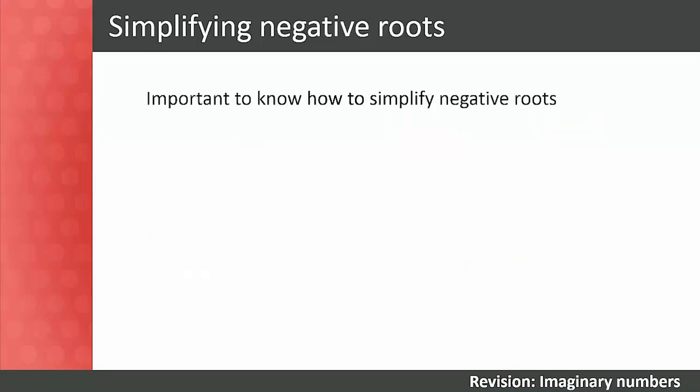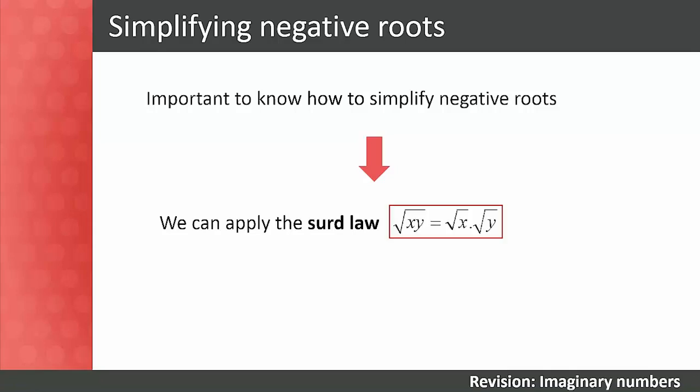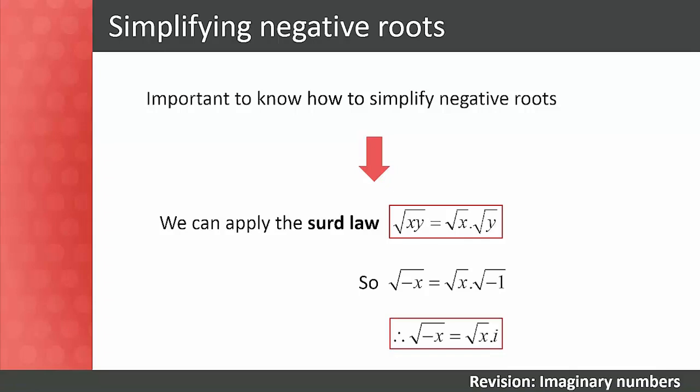When working with imaginary numbers, it is also important to know how to simplify negative roots. We can apply the third law: the square root of xy is equal to the square root of x times the square root of y. For negative roots, the square root of negative x gives us the square root of x times the square root of negative 1. In other words, the square root of negative x is equal to the square root of x times i. Let's look at a video of some examples.